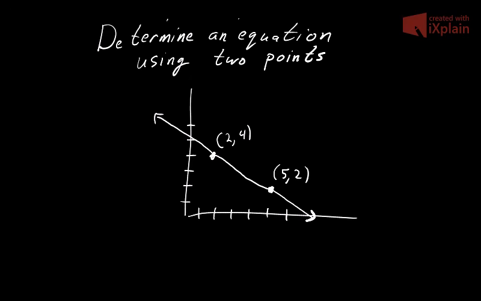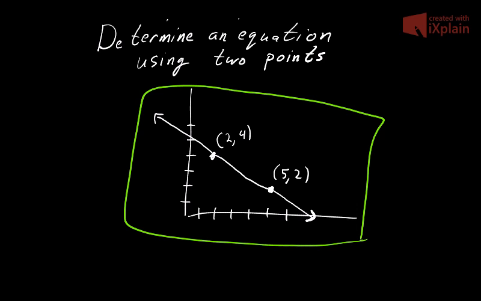Hello, 8th grade. Today I want to show you guys how to determine an equation of a line using only 2 points on the line. So right here is the main example we're going to use, and we're going to keep coming back to this. It shows us a line with 2 points on it.